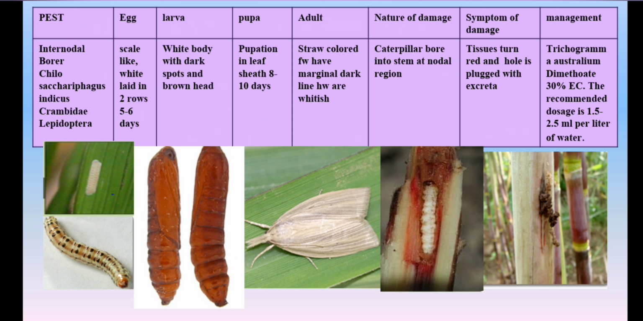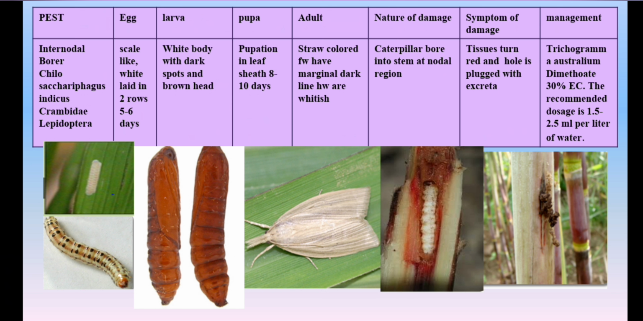The next pest is internodal borer. Scientific name Chilo indicus, belonging to the family Crambidae and order Lepidoptera. Here you can see the eggs. Eggs are scale-like, white, laid in 2 rows, and the duration of the egg is 5 to 6 days.